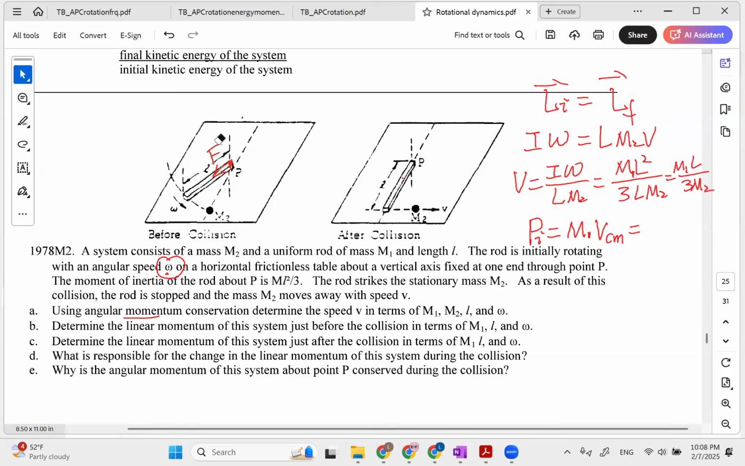When this object is moving, is rotating, everywhere on the rod should have the same angular speed, right? But the linear speed will be different with a different arc, right? So we will use the center of the rod. So you use half M1 L times omega. You see that?